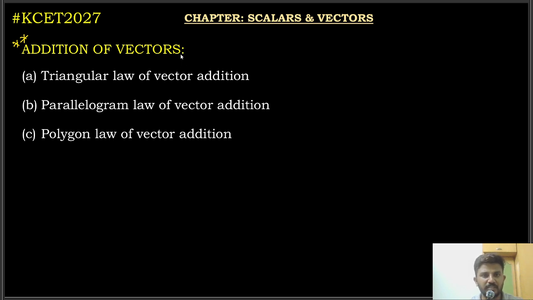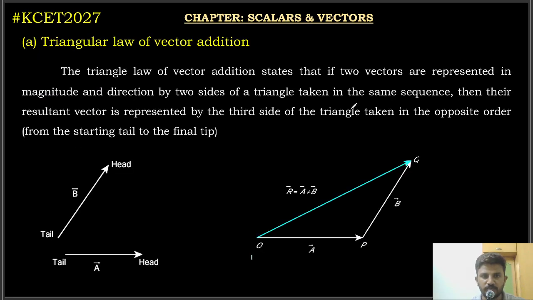How do we add vectors? In that we have three methods: triangular law, parallelogram law, and polygon law of vector addition. So what is the triangular law of vector addition? It states that, let's consider we have two vectors.